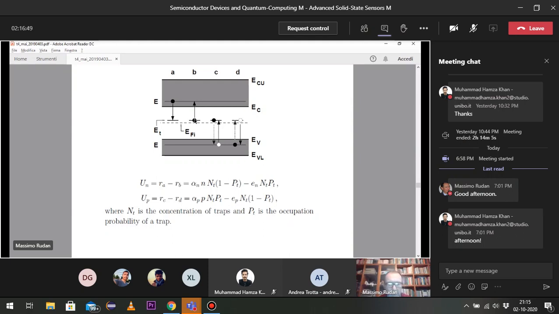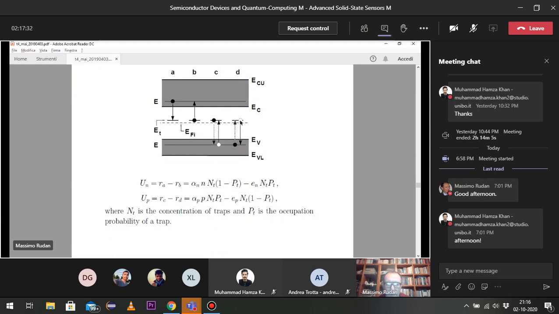Next, we must describe RC and RD, but the description is similar. So RC must be proportional to the concentration of holes of the valence band, to the concentration of filled traps, because the transition of a hole into the trap happens if the trap is filled. So we have p times NT PT times the transition coefficient for the holes, alpha p.